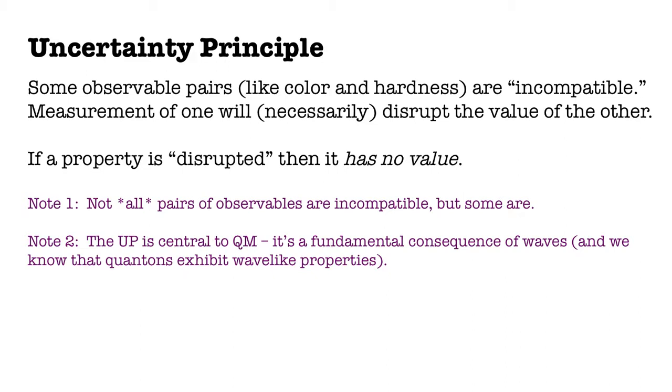So if you measure hardness, you disrupt color. If you know the hardness, then we say that the color is undefined, meaning that the electron has no color. It turns out that this uncertainty principle is a fundamental consequence of a wave-like phenomenon. And because we know that quantons exhibit wave-like phenomena because of interference effects, like in the two-slit experiment, we know, therefore, that these quantons will be subject to this uncertainty principle. It's kind of interesting to see the connection between wave-like behavior in a context that has nothing to do with quantum and this really deep principle of uncertainty and incompatible observables for quantons.